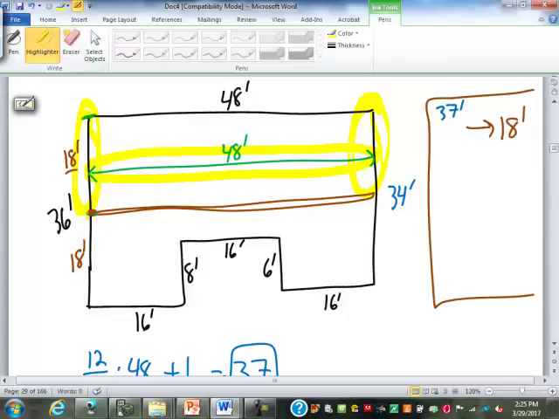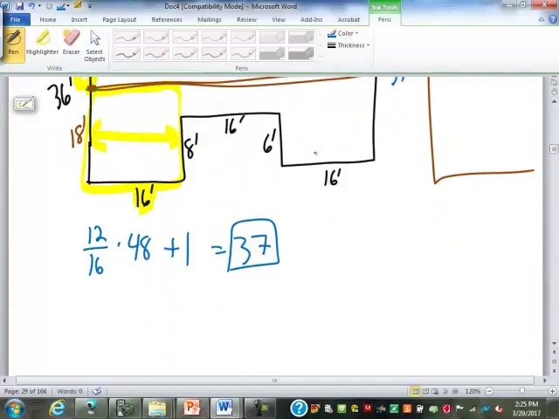Because in this section right here, they're also going to be 18 foot joists. But that only has a run of 16 feet here. So that one's going to be 12 over 16 times 48. Oops, not 48. That's going to be times 16 feet. Do we need a joist at each end of that one?